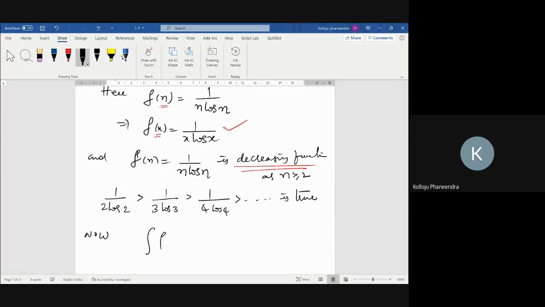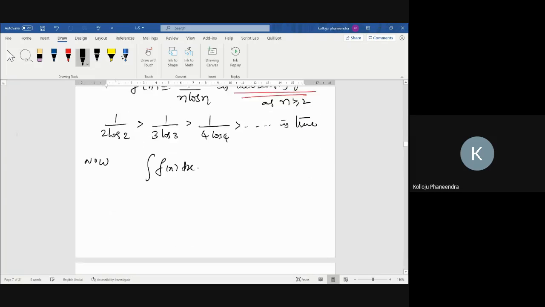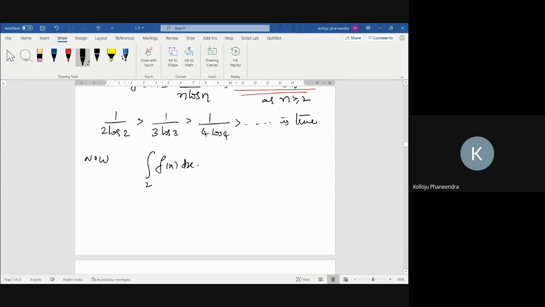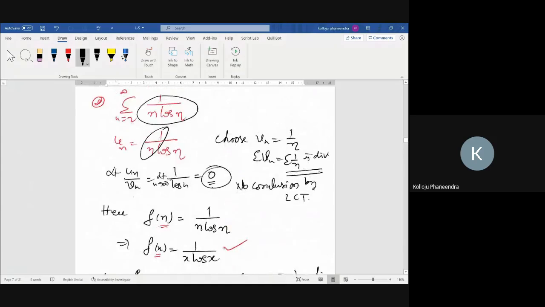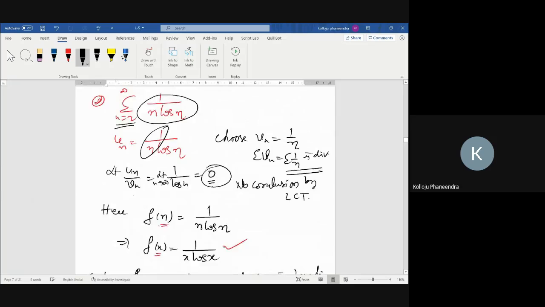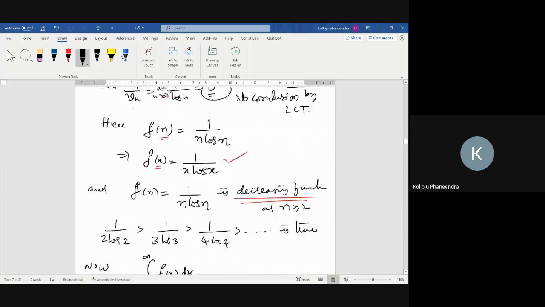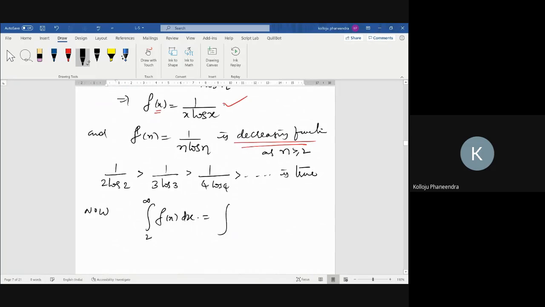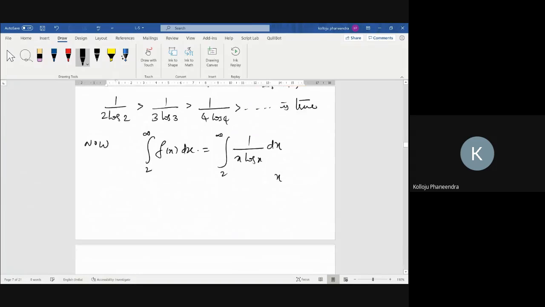Now what is the integral? Integral f of x dx. But what are the limits? Not 1 to infinity. It is 2 to infinity, because in the problem it is given as n equal to 2 to infinity. Okay, so limits are 2 to infinity. Then this becomes integral from 2 to infinity of 1 by x log x dx.